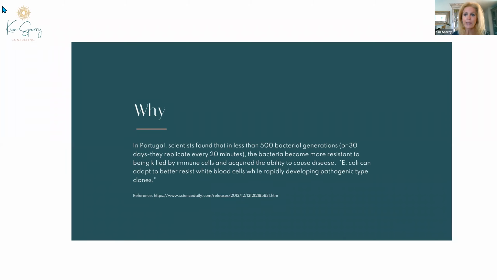Here's a specific example. E. coli can adapt to better resist white blood cells while rapidly developing pathogenic type clones. Again, stealth pathogen.